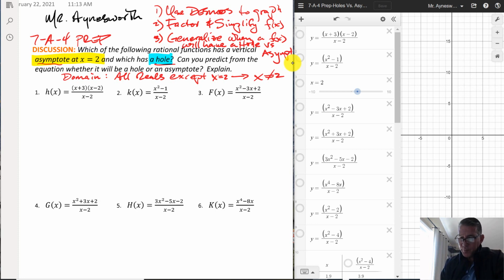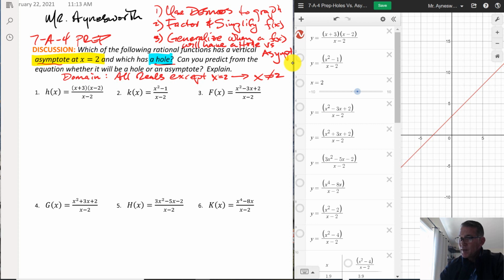So what you want to do is factor and simplify each one of these functions, graph each one in Desmos, and learn from Desmos which one has a hole and which one has an asymptote. It's that simple. Now, this one's already factored, so let's take a look at it. Let's put it in Desmos.